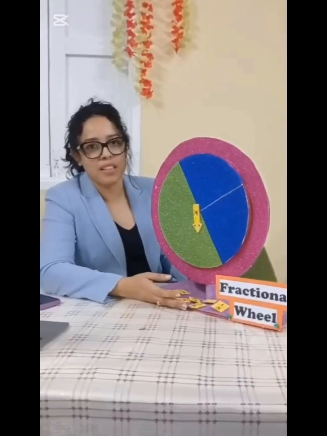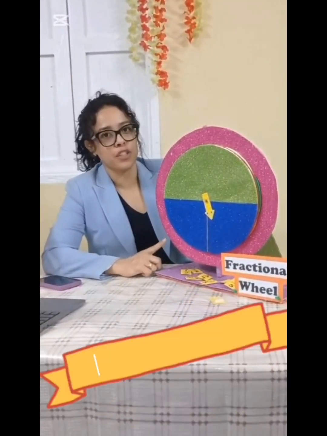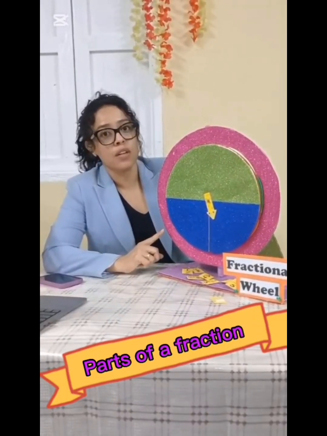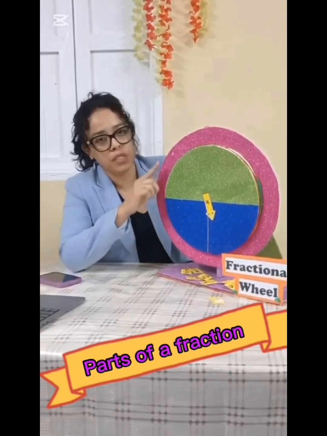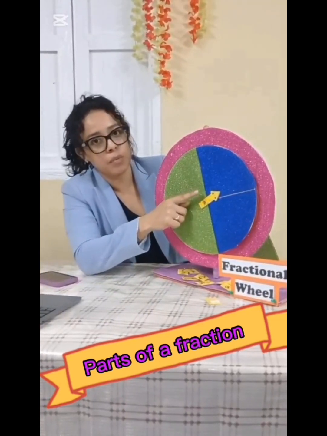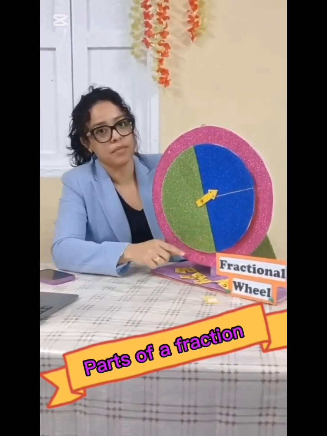To begin with, at grade 1 we can use this fractional wheel to introduce fractions, where we can have the pupils identifying parts of a whole. Simple fractions like half and quarter. So for example, pupils can take turns to spin the wheel, and whatever it lands on, they would be able to say what fraction this is representing.